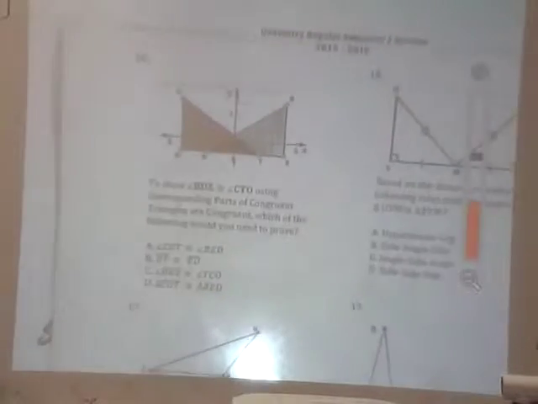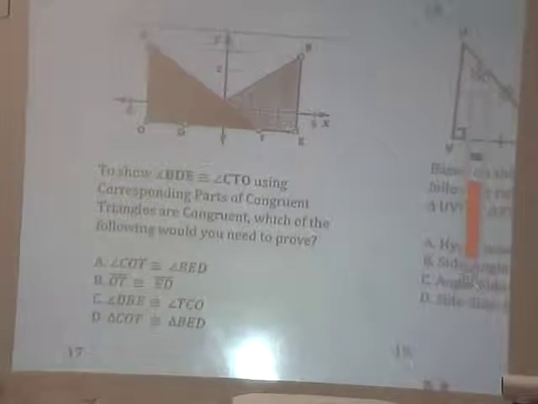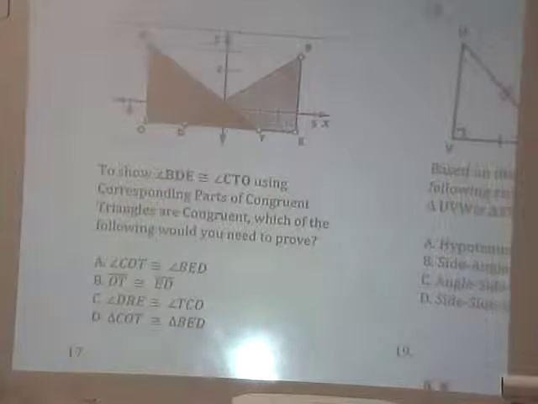Okay, 16. To show the two angles are congruent using CPCTC, corresponding parts of congruent triangles are congruent, which of the following would you need to prove? What did I just tell you? Must come before CPCTC. One of the 5 things to prove a triangle? Yeah. So look at the answer choices. It's got to be D. You've got to prove congruent triangles, then you can use CPCTC.